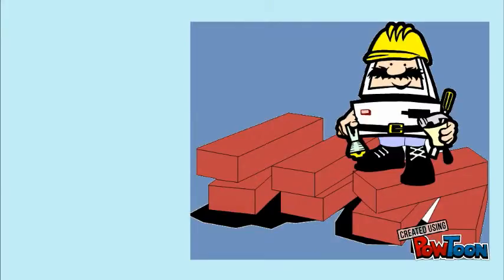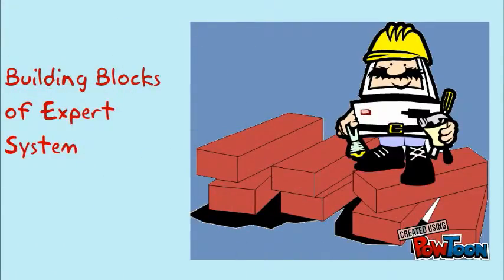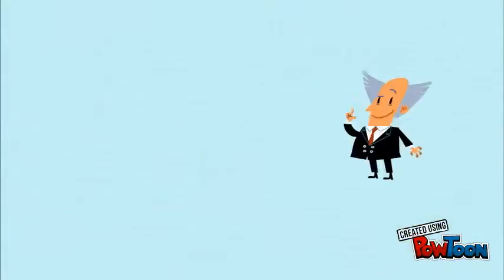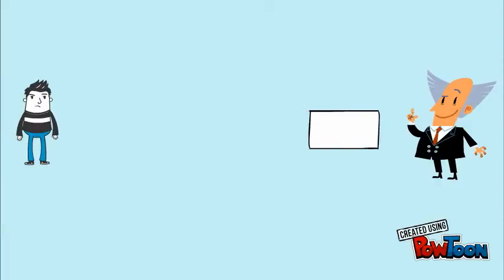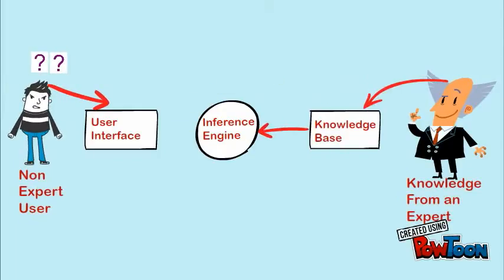Now we will see the building blocks of an expert system. That is knowledge base, inference engine, and user interface. We will see them one by one further, and also we will get the idea about what happens between these components.